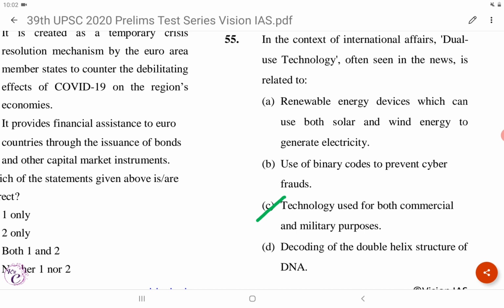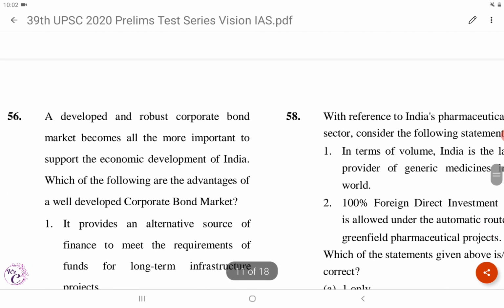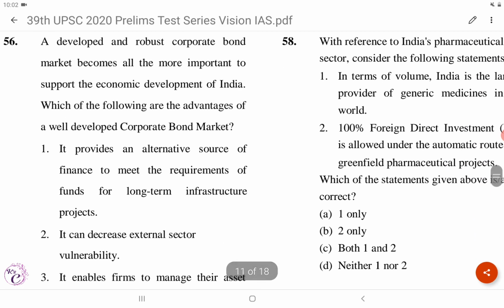Now let's come to the next question, that is question number 56. A developed and robust corporate bond market becomes all the more important to support the economic development of India. Which of the following are the advantages of a well-developed corporate bond market?